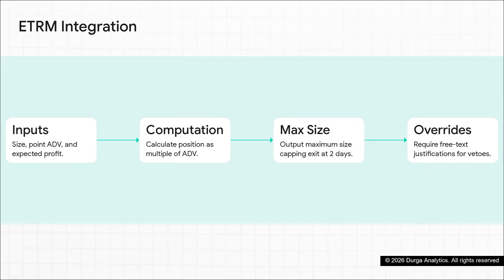Why does this test matter so much? Because that override log becomes an incredibly invaluable, auditable data set for desk leadership to see exactly where risk limits are being stretched on the floor.